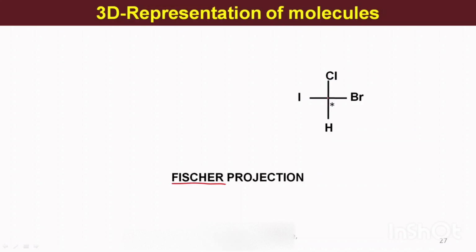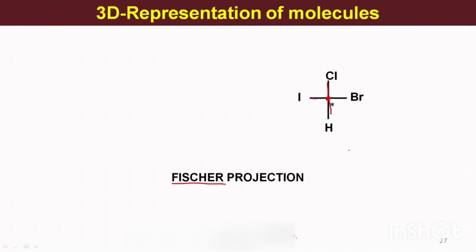Here we have two lines, one horizontal line and another vertical line. Horizontal and vertical lines are used to represent the bonds, and the intersection of a horizontal and vertical line represents the central carbon atom. Isomers of different sugars in organic chemistry are the most common representation of Fischer projection.